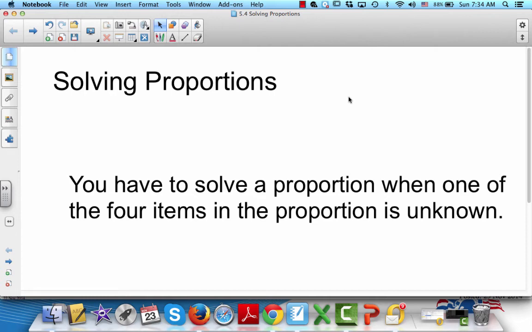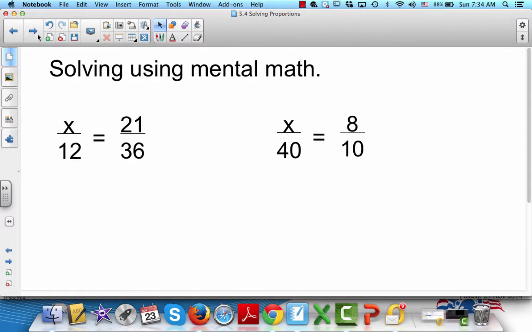Okay, you've learned what ratios are, and you've learned that two ratios that equal each other are called proportions. So now you're going to be solving proportions. And you have to solve a proportion when one of the four items in the proportion is unknown. In other words, you're going to have an X or a Y in there. You're going to know three of the things, and you're going to have to solve for the fourth one. All right, let's begin. There are different ways that you're going to be doing this.